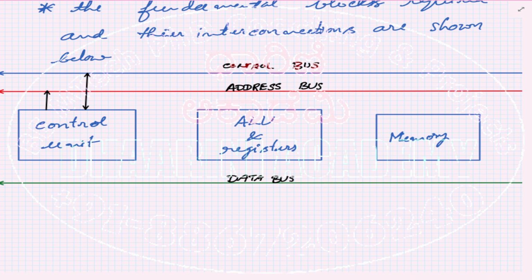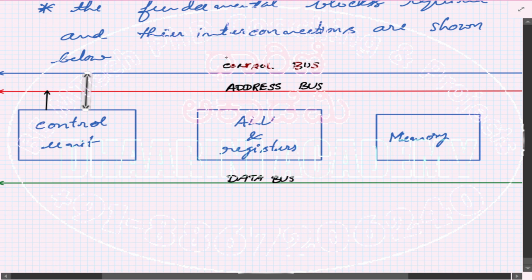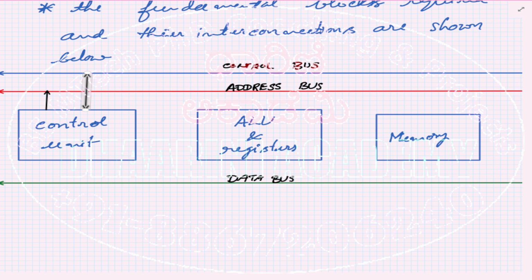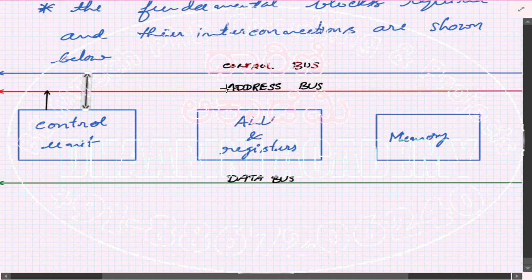All right. Now there is a connection. The data has to be read by the ALU. So that's why the control will be issued. So the arrow mark is downwards. All right. And you see that the data will be read by the control unit. That's why it is this way.